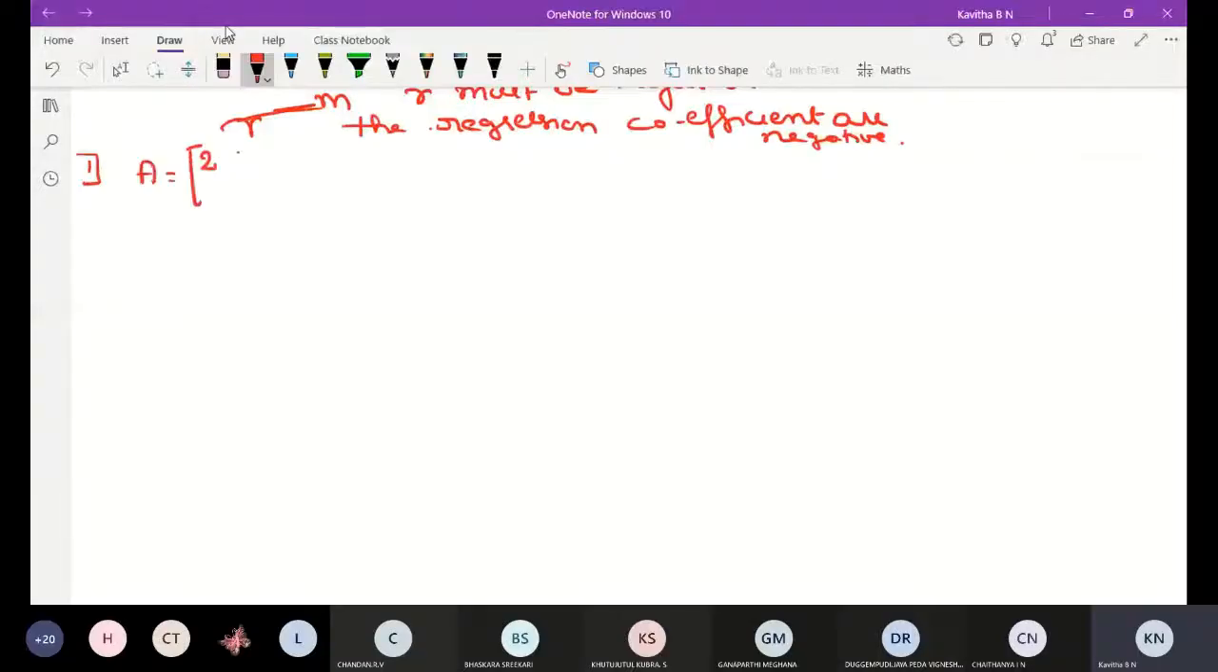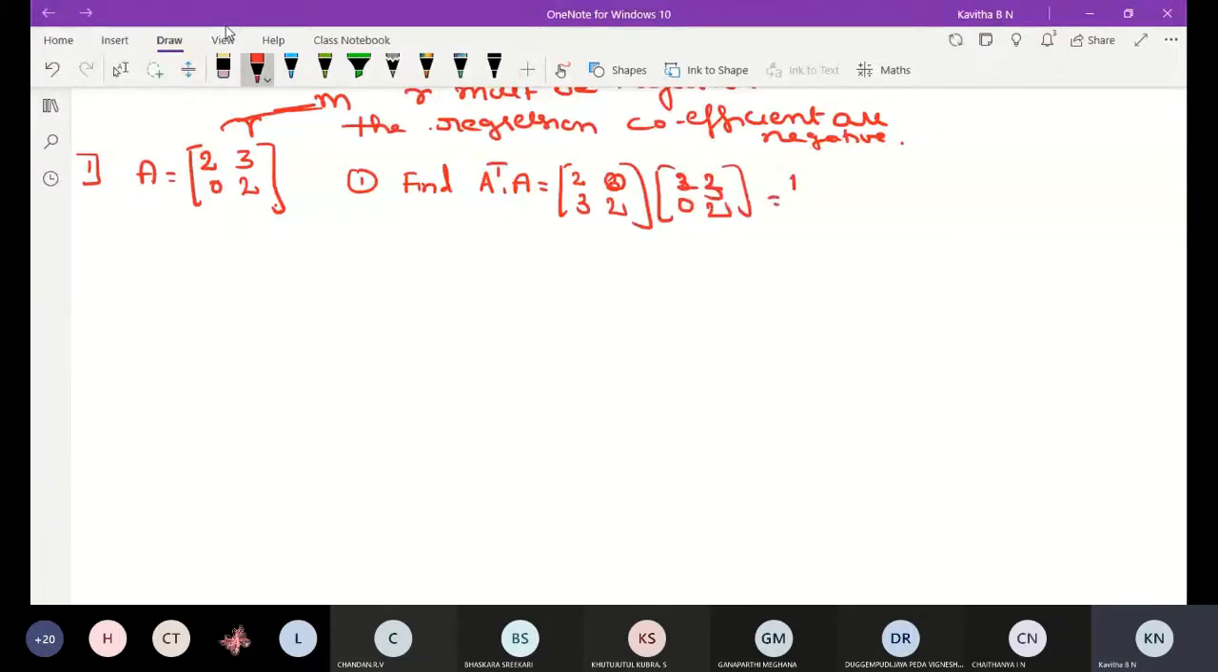We need to find A transpose into A. Okay, A transpose into A. Okay, 2, 3, 2, 2, 0, 3, 2, and 2, 3, 2, 3, 0, 2. We are getting 4, 6, 6, 13. Previous class we already solved.